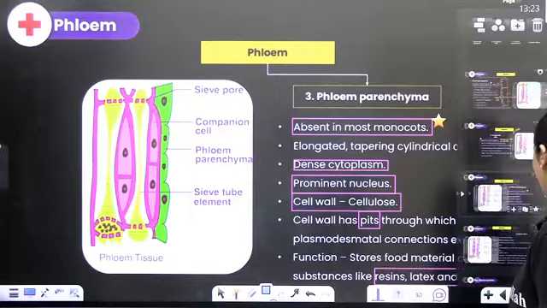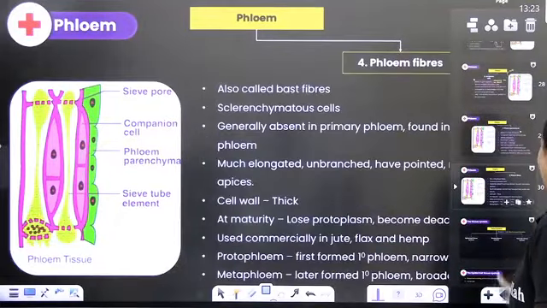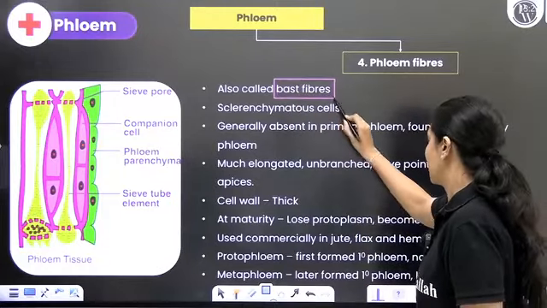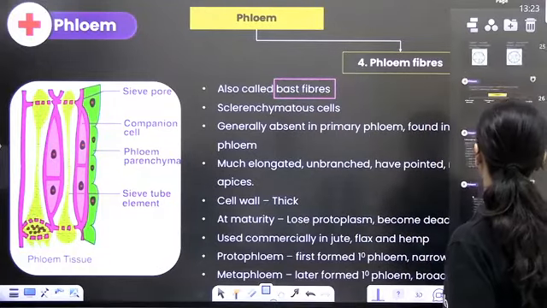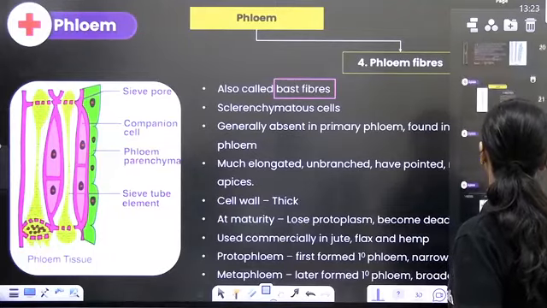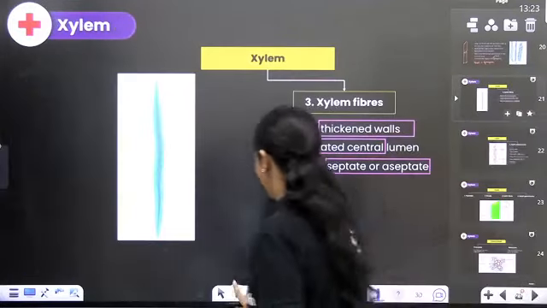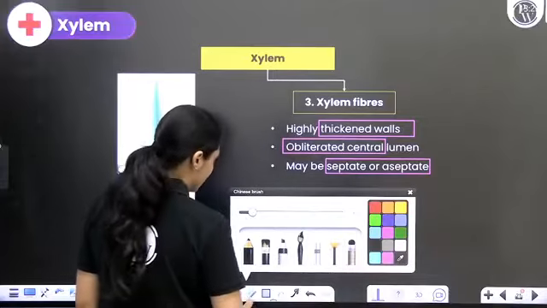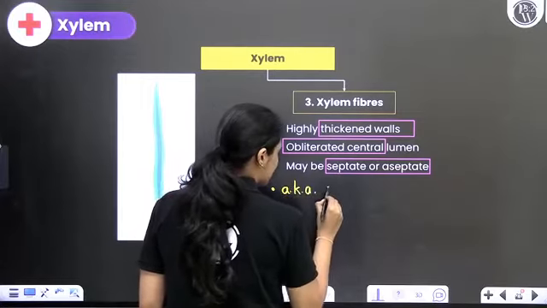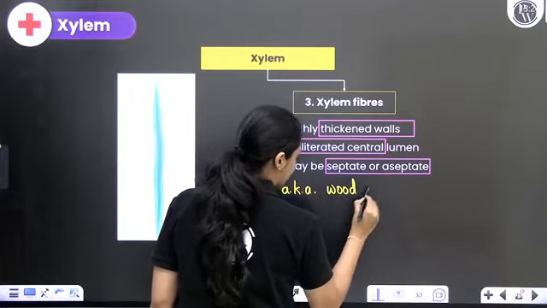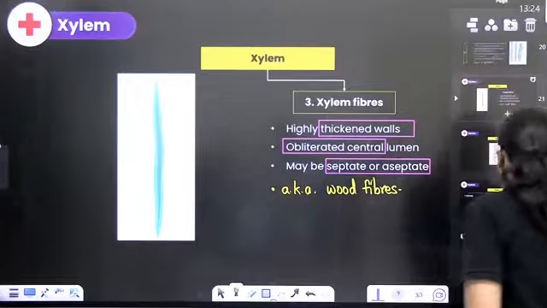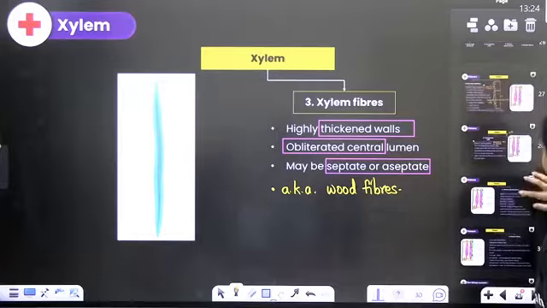Okay, last part, phloem fibers. Phloem fibers are also called bast fibers. Xylem fibers are also called wood fibers. Actually, these bast fibers or phloem fibers are of economic importance.